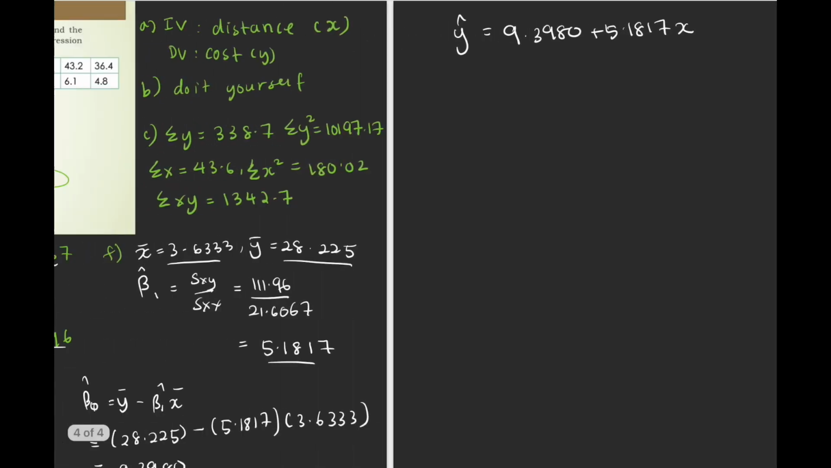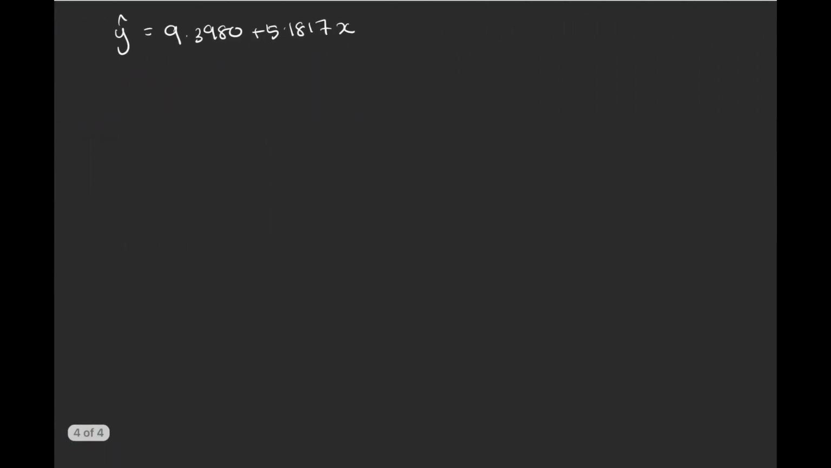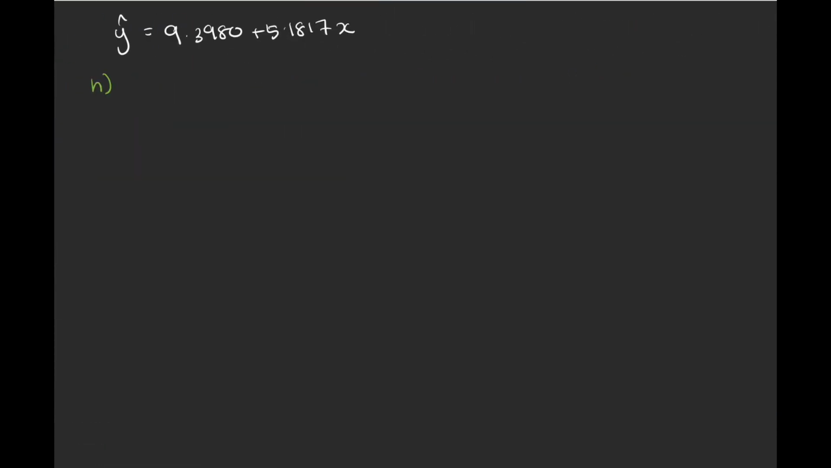So the question is, predict the cost when the distance is 10 kilometers. So when x is 10, what is your y? And then predict the distance when the cost is 10 million. When y is 10 million, what is your x? Okay. So we do H, when x is equal to 10 kilometers.